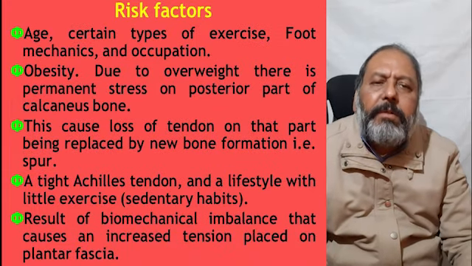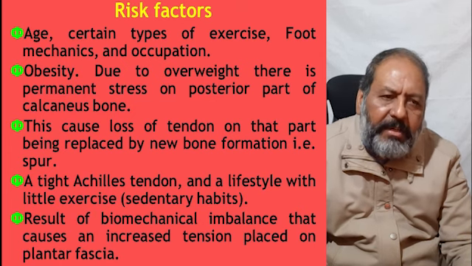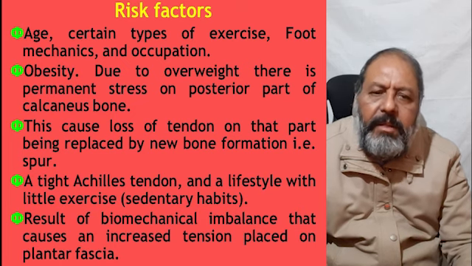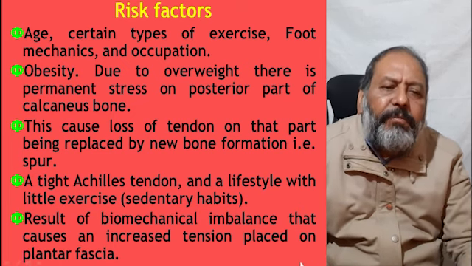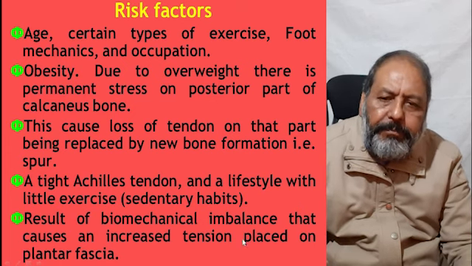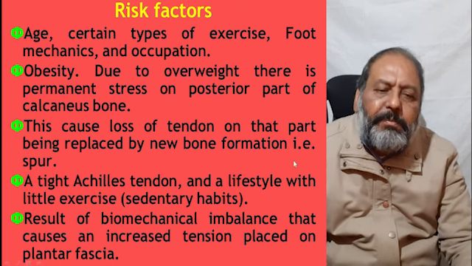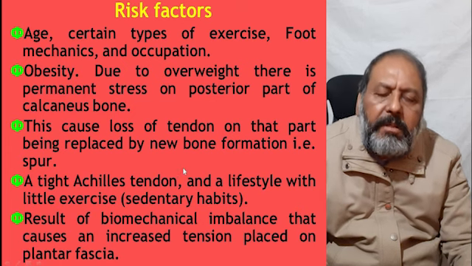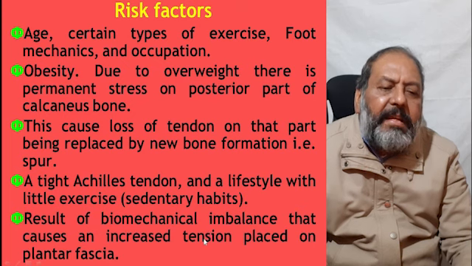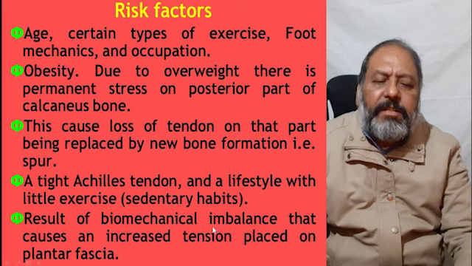Now, the different risk factors for the calcaneus spur are age, certain types of exercise, foot mechanics, and occupation. Obesity: due to the overgrowth and overweight, there is permanent stress on the posterior part of the calcaneus bone. This causes loss of the tendon on that part, being replaced by new bone formation, that is leading to the spur formation. A tight Achilles tendon and a lifestyle with little exercise, sedentary habits, are also risk factors.